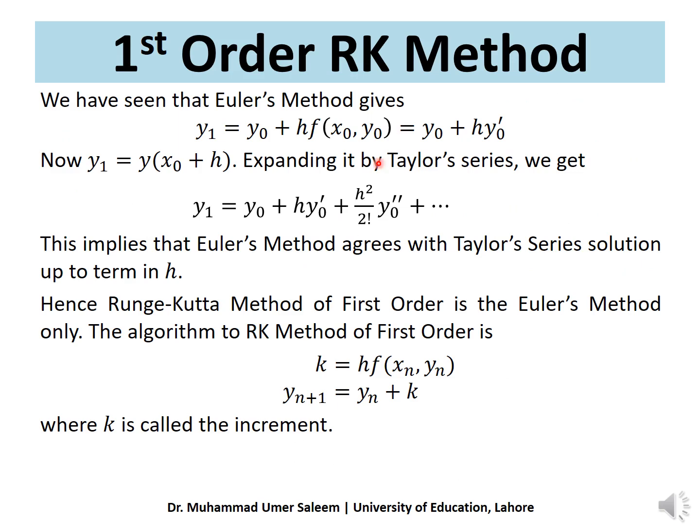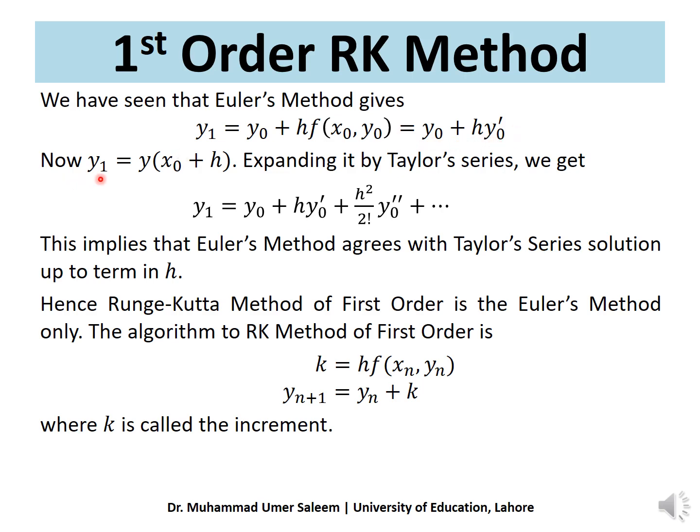So we start with the first method, that is the first order RK method. We have seen earlier this is the equation of Euler's method. y1, the value of y at x1, is equal to y0 plus h f(x0, y0). Here f(x0, y0) was the derivative's value. So we can write this in the form y0 plus h y0 prime.